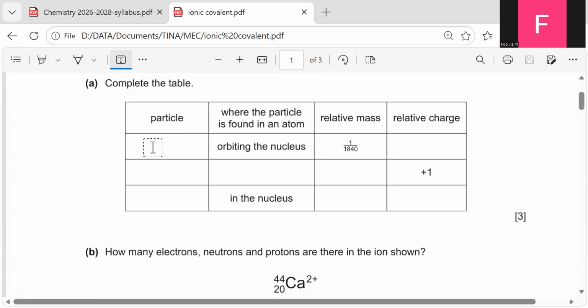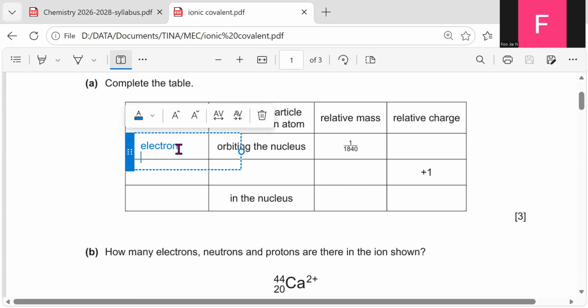All right. Who orbits the nucleus? Electron. Okay, and then the one with the charge of positive one is proton. And then in the nucleus is the neutron. Okay. Can remember?